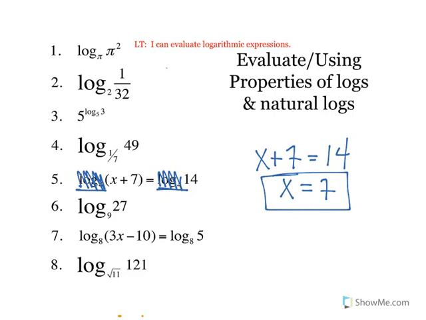Hopefully you're starting to see that there's a couple different ways that you can do each of these problems. There is usually a shorter and easier way, but that doesn't mean that you can't get there in a variety of ways.